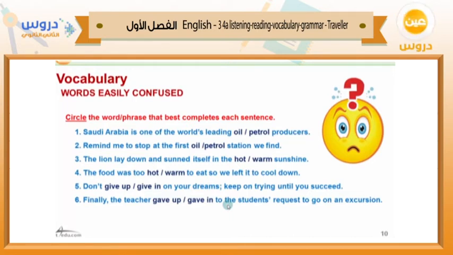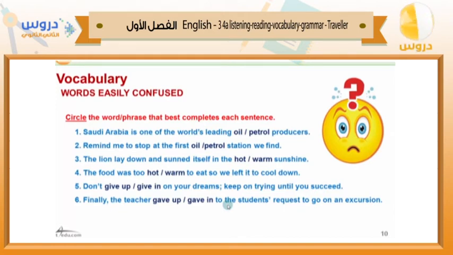So let's do number 1. Saudi Arabia is one of the world's leading oil producers. And 2, remind me to stop at the first petrol station. And for 3, the lion lay down and sunned itself in the warm sunshine. And 4, the food was too hot to eat, so we left it to cool down.